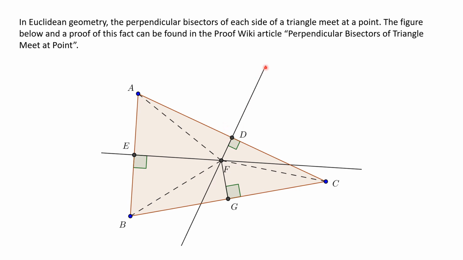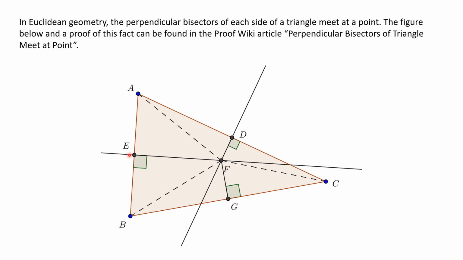So a perpendicular bisector is a line that's perpendicular to a side of a triangle. AC, for example, has this perpendicular bisector, and it goes through the midpoint. So it's perpendicular to AC, and it goes through the midpoint of AC. And then we have another perpendicular bisector of the triangle at CB, and the midpoint is G.